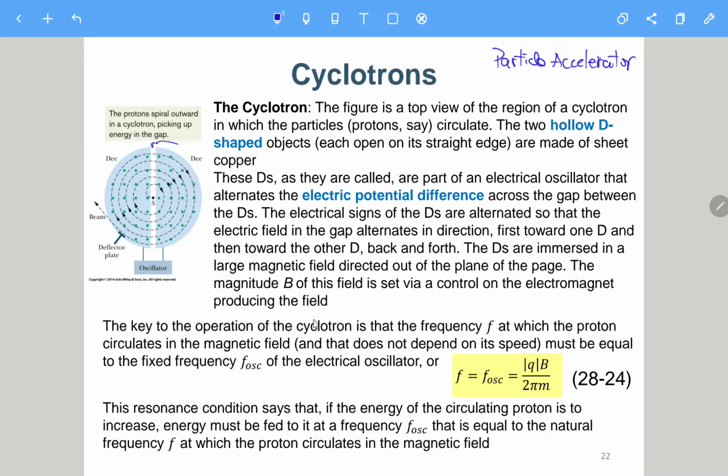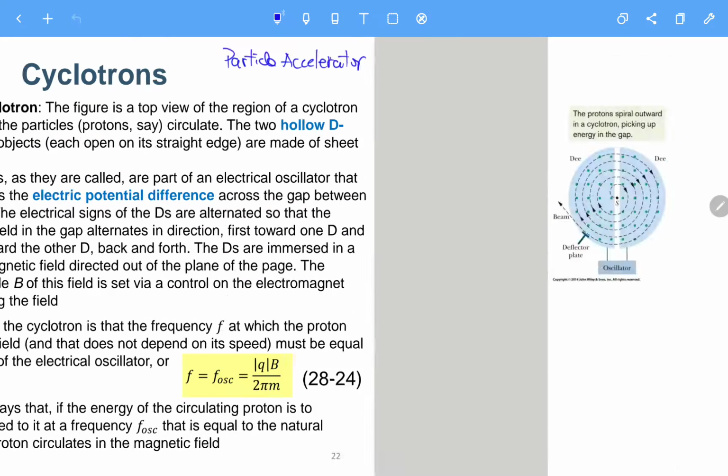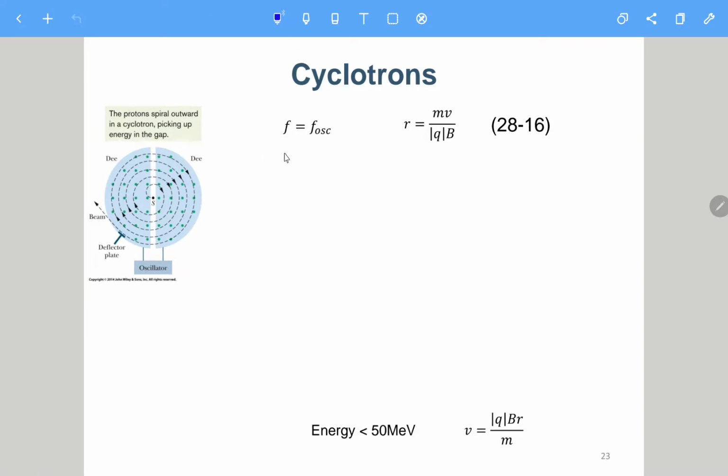And the point here is that suppose we alternate the direction of the E field with a specific frequency, then we will accelerate the particle gradually. And we just go to here to explain the idea of this cyclotron first.